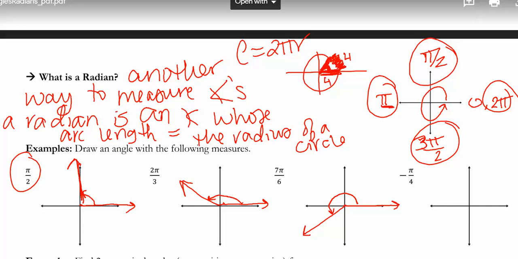Negative pi over 4, well, that's less than half of a pi. So since it's negative, I go down, and that would be right there.